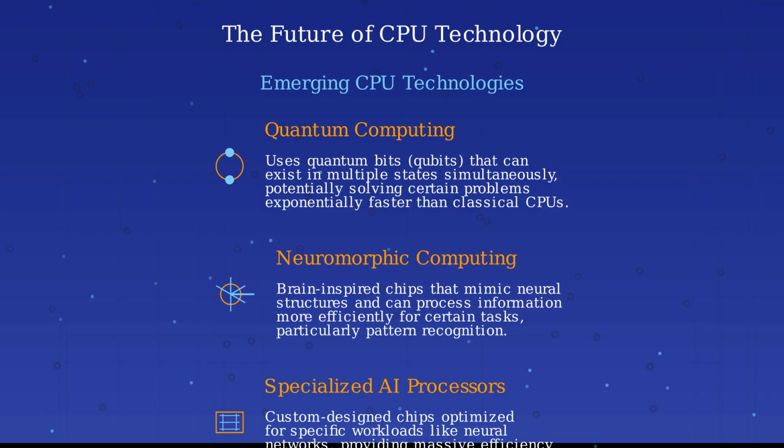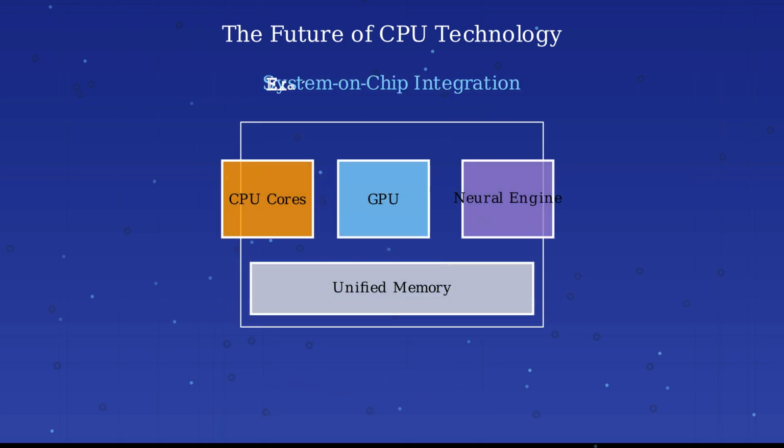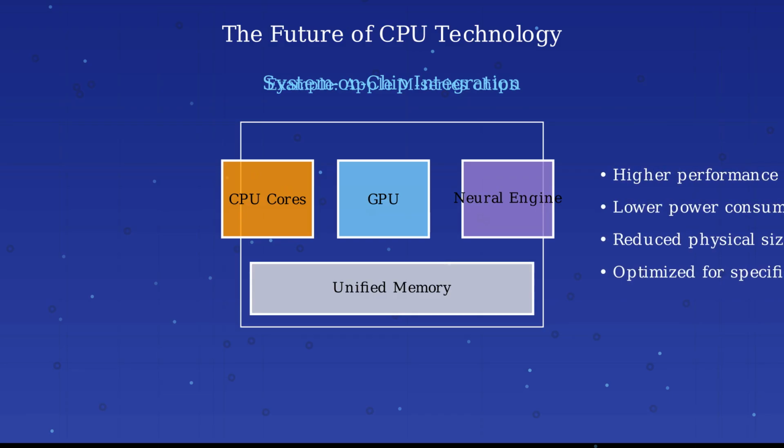Recent advancements like Apple's M-series chips demonstrate the power of integration, combining CPU cores, GPU, neural processing units, and unified memory on a single chip. This approach delivers dramatic performance and efficiency improvements. System-on-chip designs deliver higher performance, lower power consumption, reduced physical size, and can be optimized for specific workloads. This integration trend will continue as computing needs evolve.